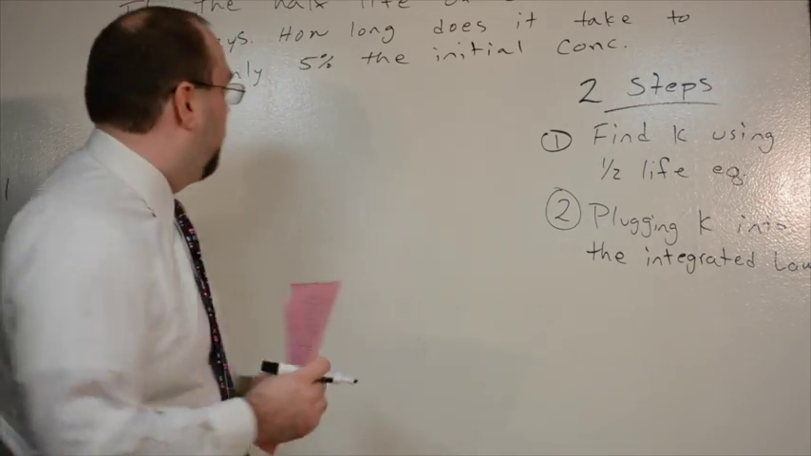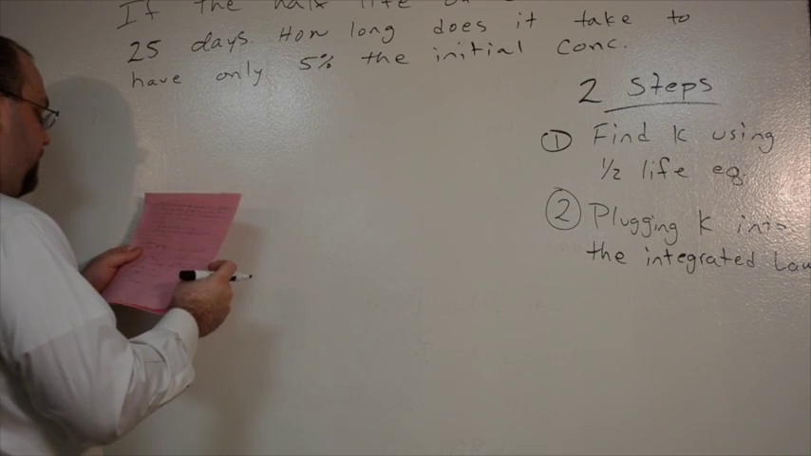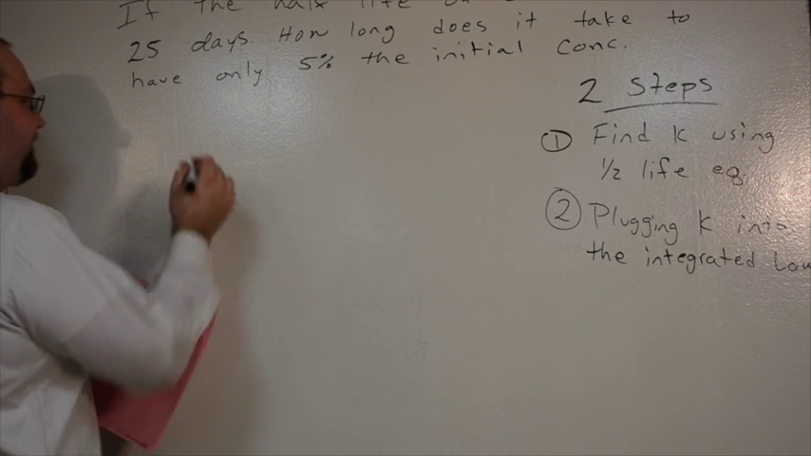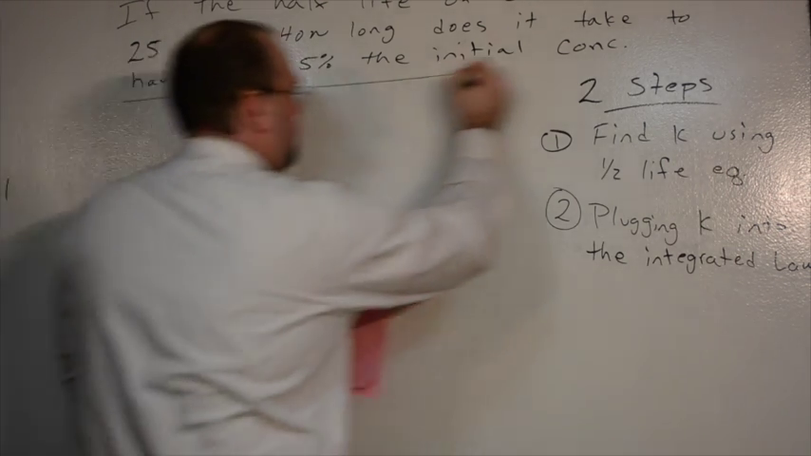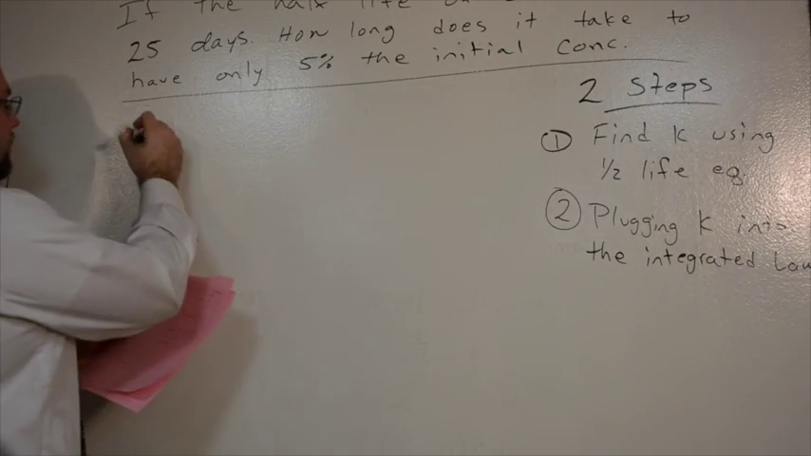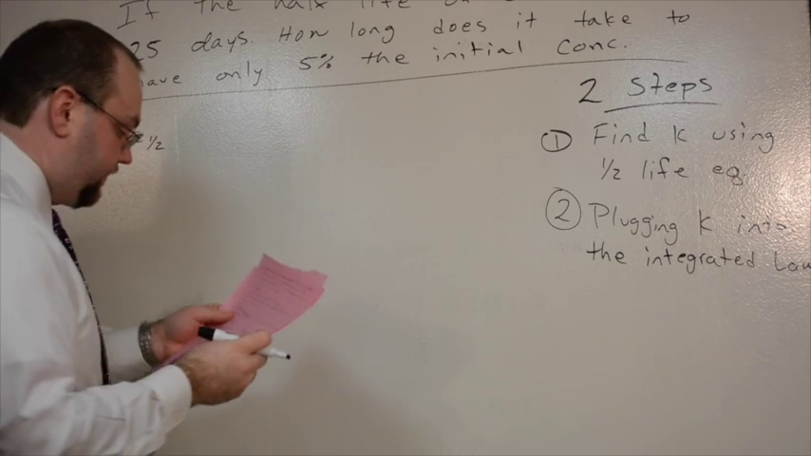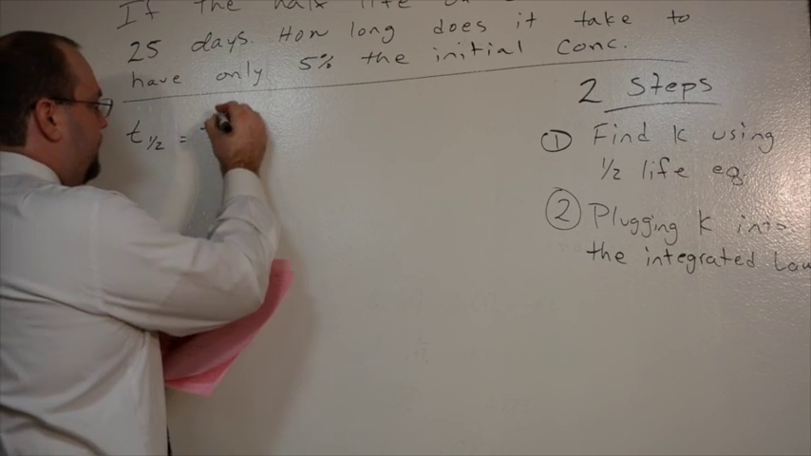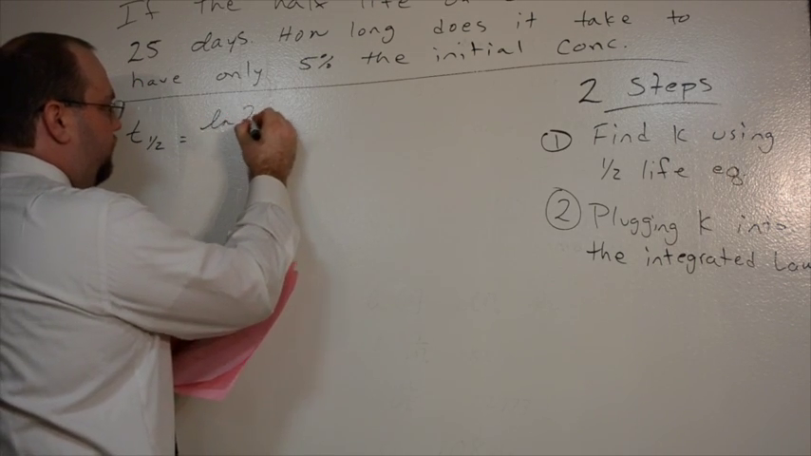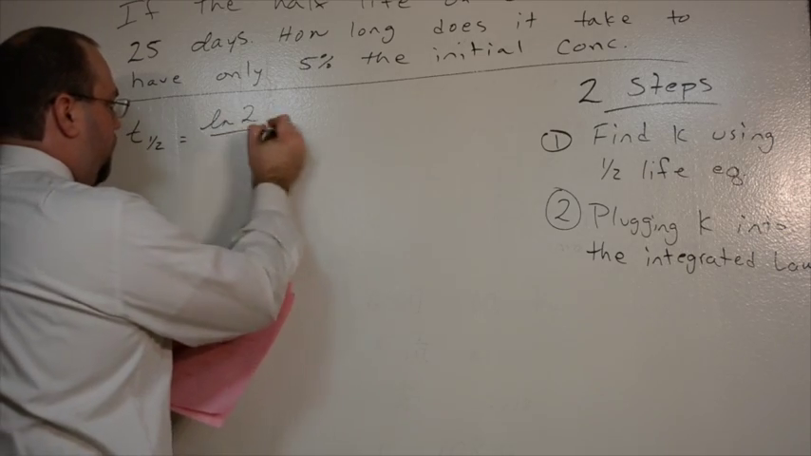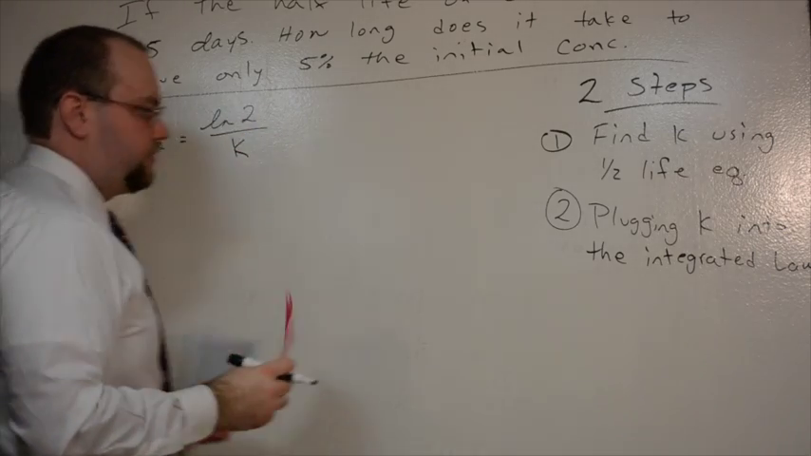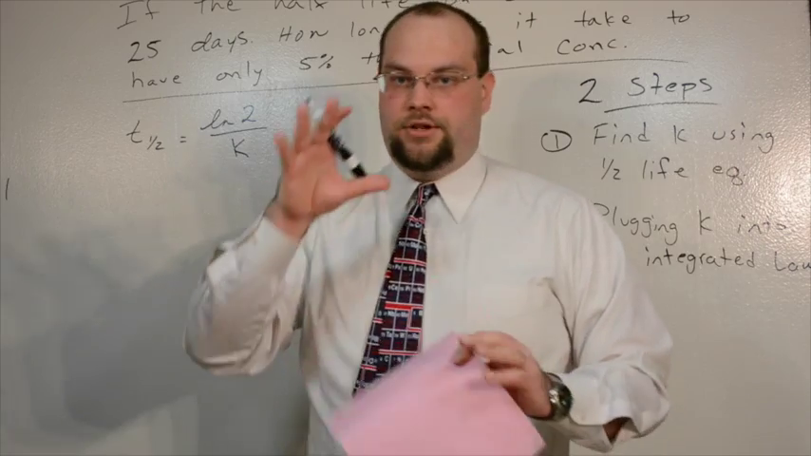Okie dokie. So, my half-life equation: t1/2, the time of the half-life, equals ln of the number 2 over k. ln 2 over k. I'm not going to get into how to derive that.